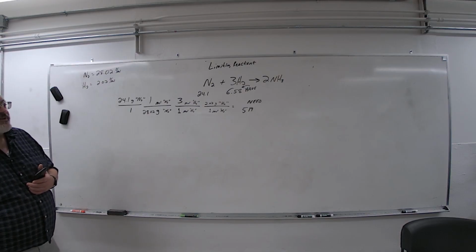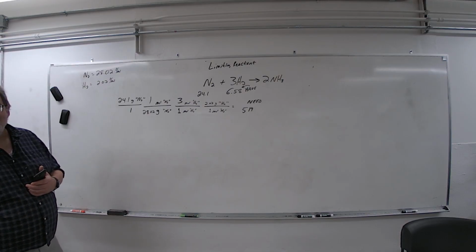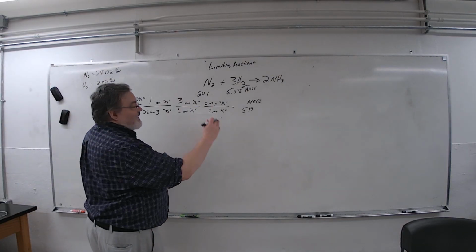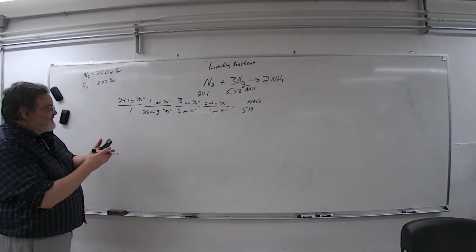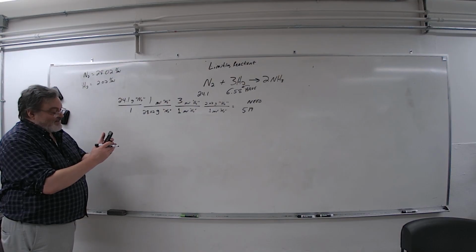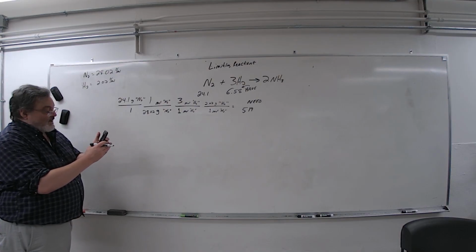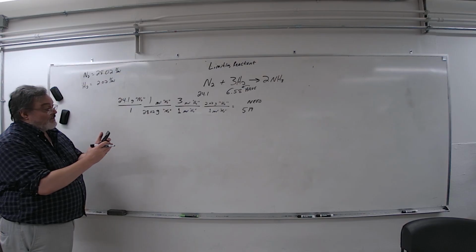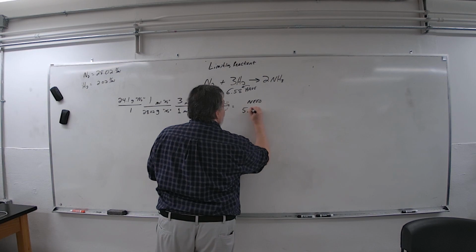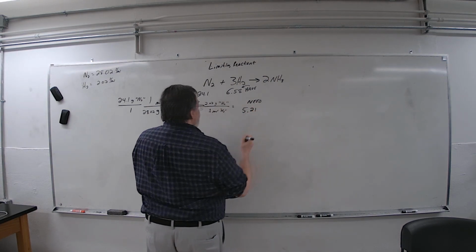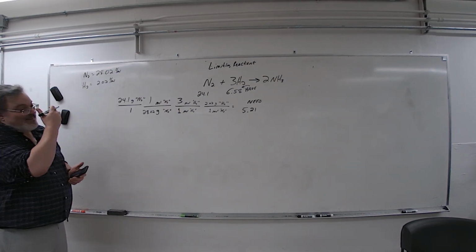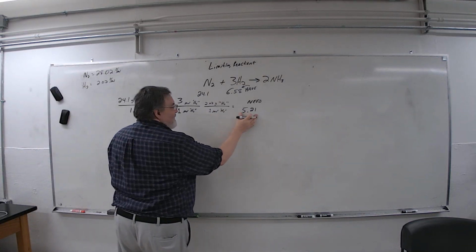Well, H2, I don't have anywhere near as much as I need. I have 6.58. I need 519. Did I do that right? Let's double check that. 24.1 times 3 times 2.02 divided by 28.02. No, 5.21. Okay, good. 5.21. Is that right? Anybody following along here? Okay. All right. So I need this and I have this.